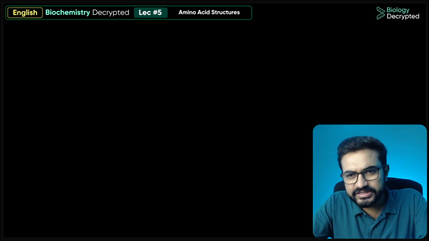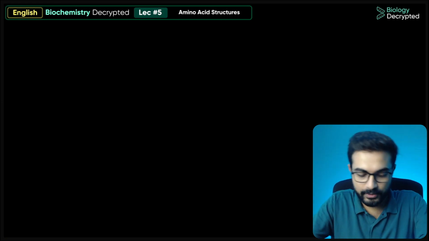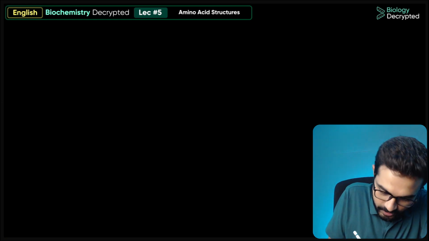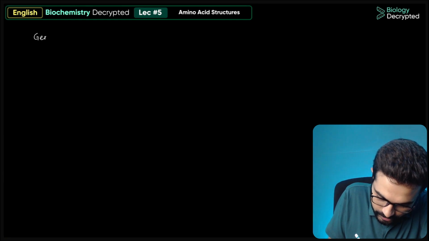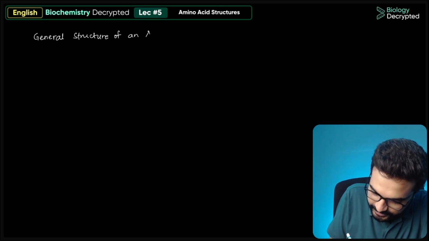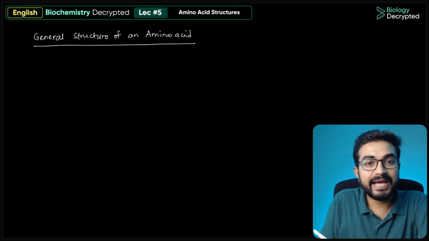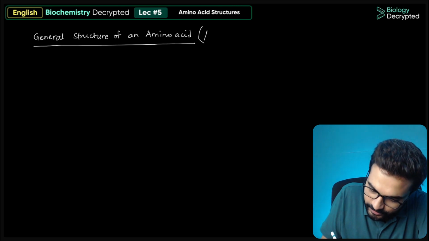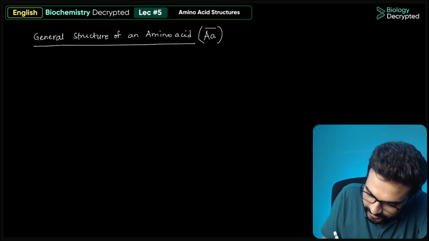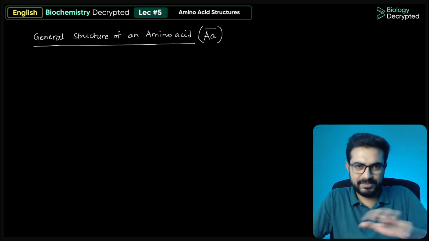Now, to start with, let's talk about the general structure of an amino acid. So, we will try to draw the general structure of an amino acid. Here on, I'll be writing amino acids, I'll be denoting it as AA. So with this symbol, I'll be denoting amino acids for simplicity.